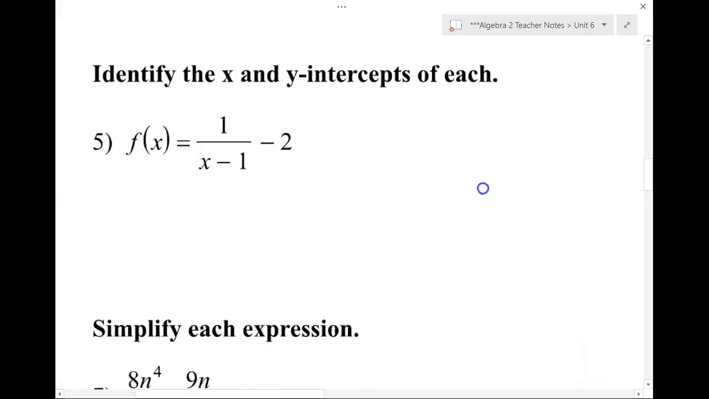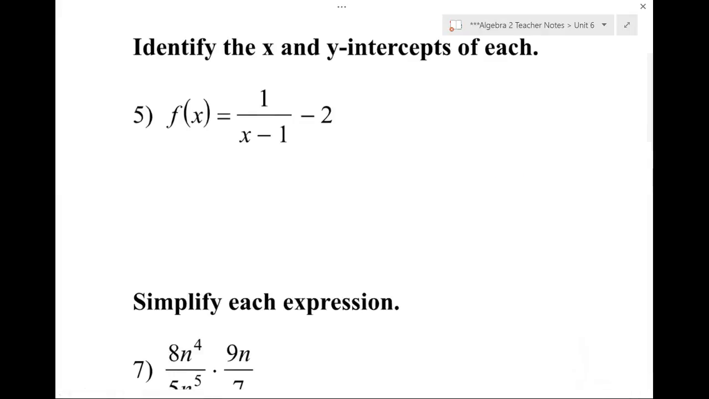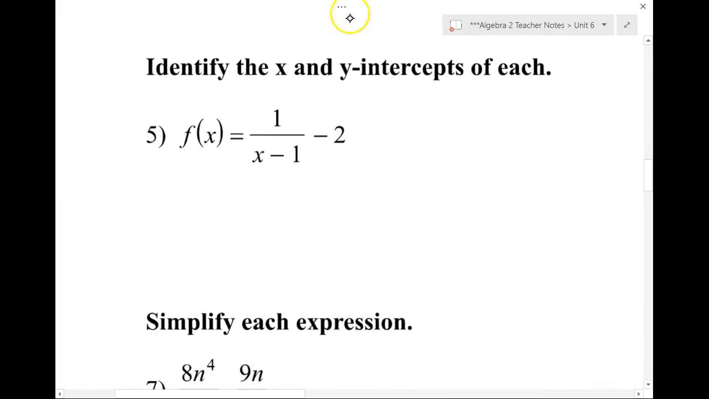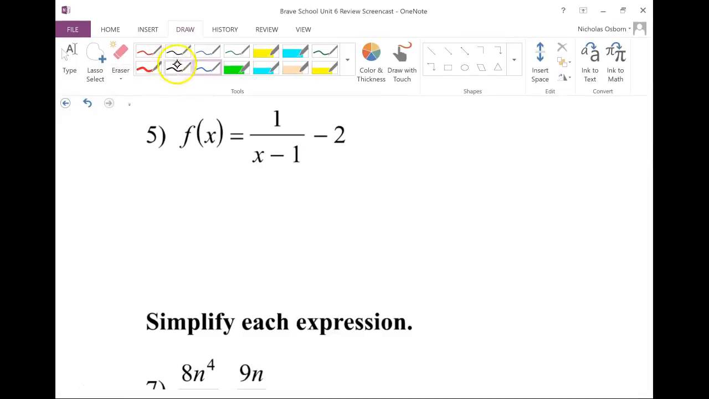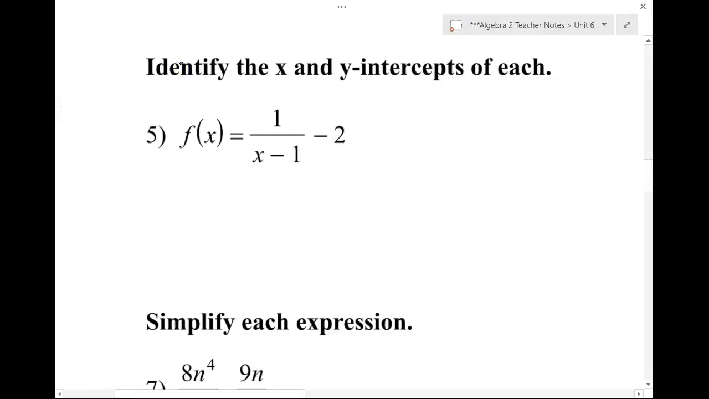Okay, let's move on to number 5. Now we have to find the x and y-intercepts. This was a problem that I saw a lot of people struggle with, so pay attention here. Okay, let's start with the x-intercept. Now I know with my x-intercept that it's going to cross the x-axis. If it crosses the x-axis, the y value at that point where it crosses is 0.